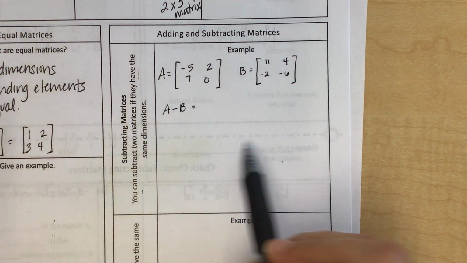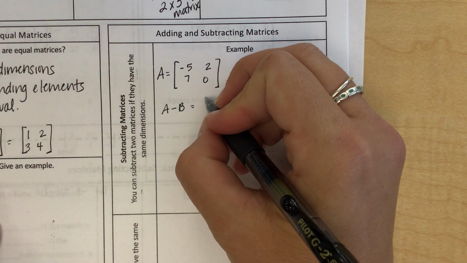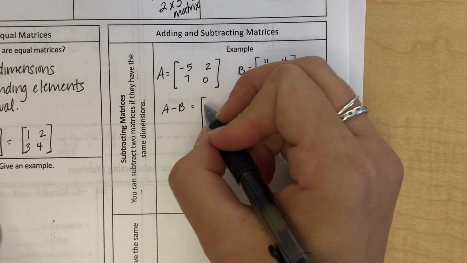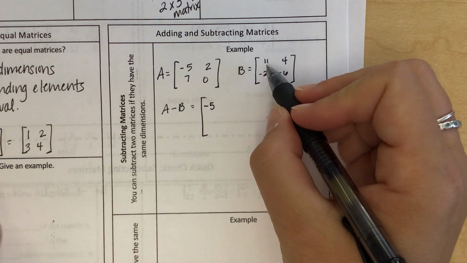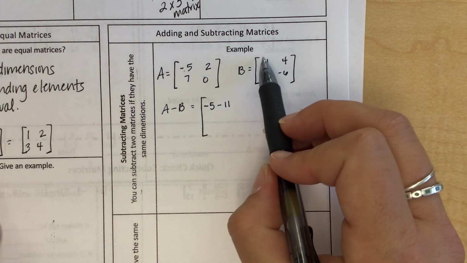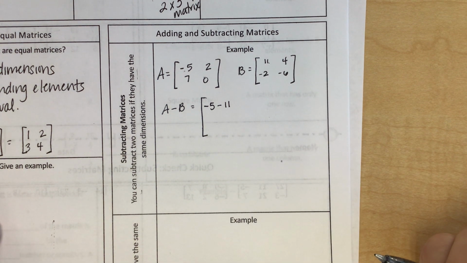Now, the step that I'm showing you is just to show you what's happening. When adding and subtracting, you do not have to show the step. Again, you don't have to show the step when you're actually working out problems. I'm just showing you what we're doing. So we take first row, first column, -5, and we're subtracting 11. Notice first row, first column, first row, first column. Guess where the answer goes? First row, first column. Okay?